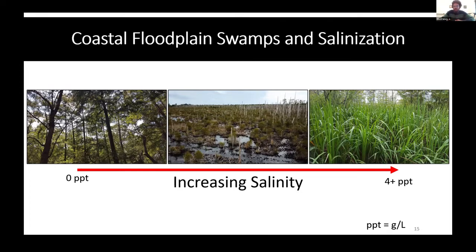And to put this 4 parts per thousand in context, if you go out in the middle of the Atlantic Ocean or Gulf of Mexico and sample some water, you're probably going to get about 30 to 35 parts per thousand salinity. So we're not talking about the most saline water sitting on these sites. It's relatively low salinity compared to open water salinity, but despite being at that low threshold, it's still enough to trigger this ecosystem transition. And this middle figure is a ghost forest, which we're going to talk about next.